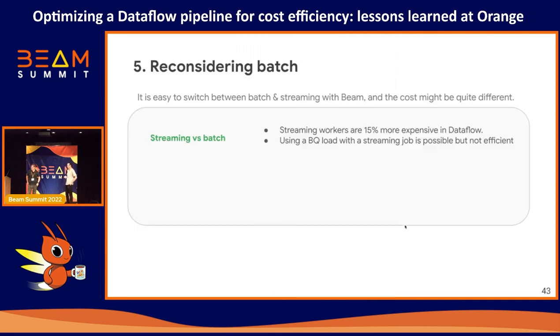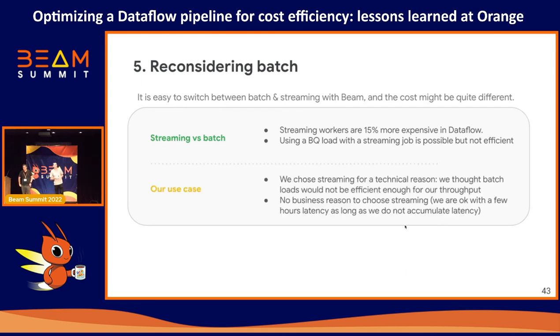Streaming versus batch in Beam: it's very easy to switch between batch and streaming. Just change your IO. Also, the streaming workers are 15% more expensive. And if you are in batch, you remember that we are writing to BigQuery. So if you are in batch, you can use the BigQuery load API, which is free. So it's also a cost that we gain.